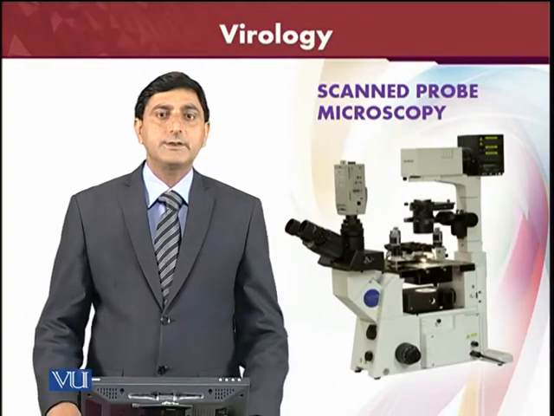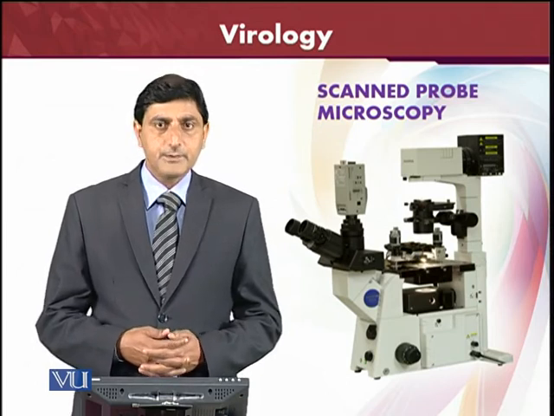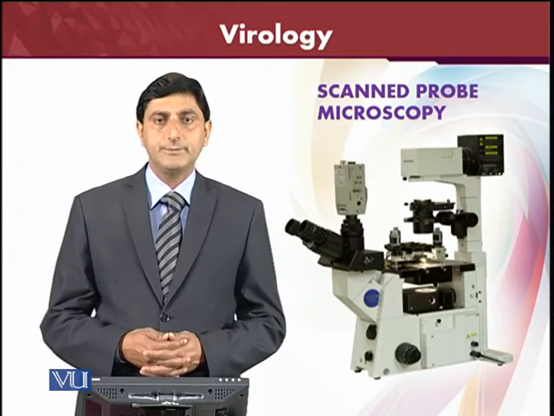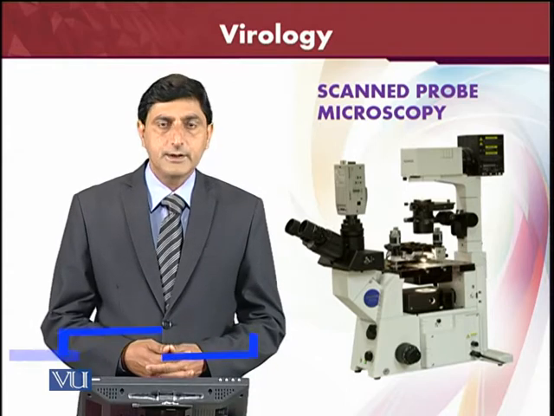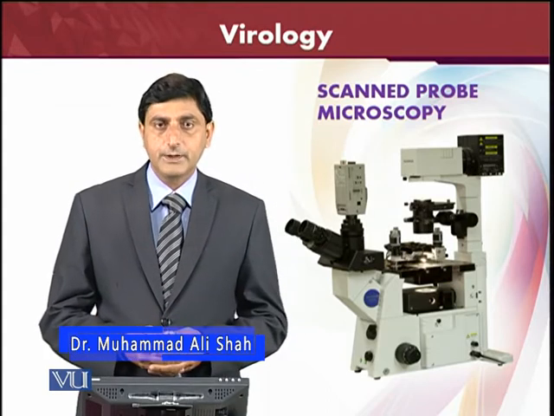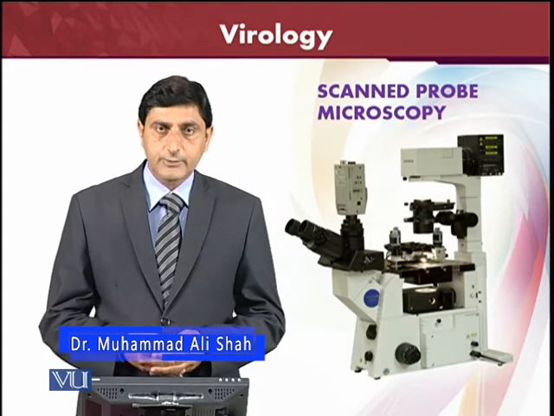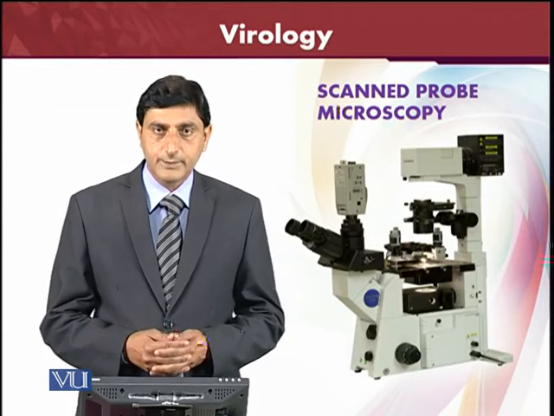Now we will study scanned probe microscopy. We have already studied the simple microscope, the light microscope, the fluorescence microscope, and the electron microscope. Every microscope we have studied has a different principle, and the electron microscope has two other types of microscopy, which was a really interesting kind of microscope.